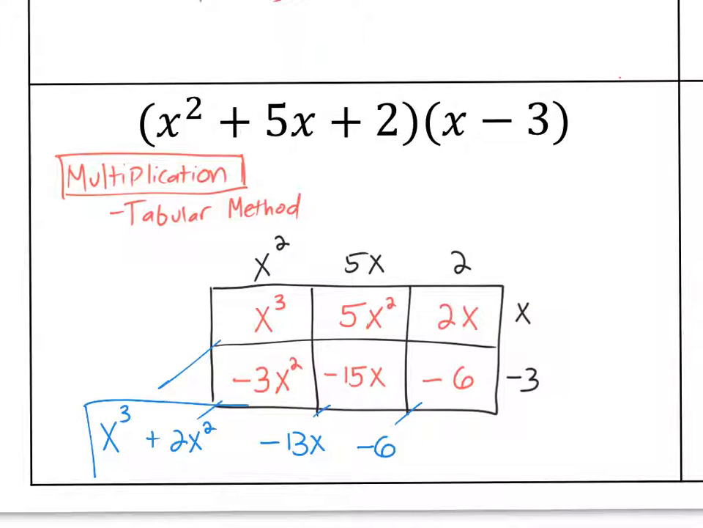So this would be my final answer. And this is a third order polynomial because the highest power is 3. And this first term has a coefficient of 1. Imagine that, because there's an invisible 1. So there's a coefficient of positive 1 in front of this. Coefficient of 2, coefficient of negative 13 for this polynomial.